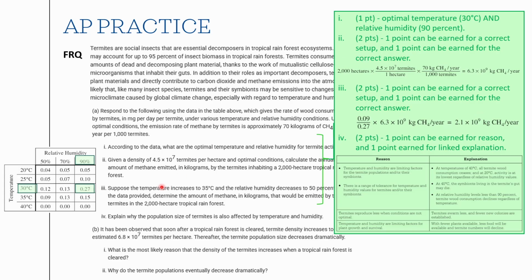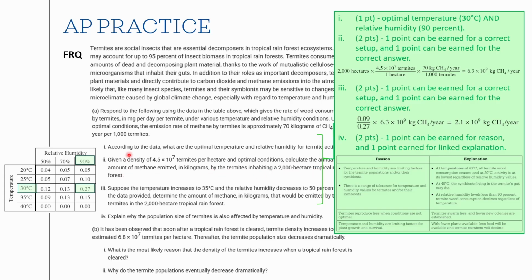Now part 2, given a density of 4.5 times 10 to the 7th, a little bit of scientific notation, but all you have to do is move the decimal point 7 places to the right, if you aren't familiar with scientific notation. Basically, that's the number of termites per hectare, and under optimal conditions, which are mentioned up here, calculate the annual amount of methane emitted in kilograms by termites in a 2,000 hectare tropical forest.